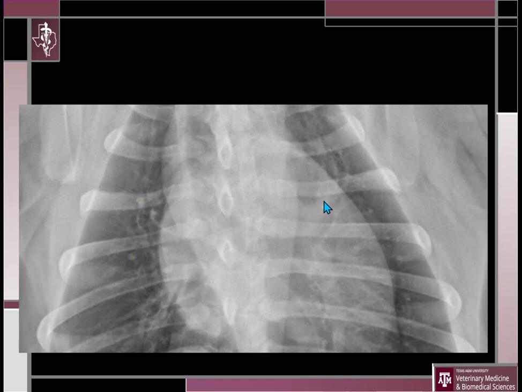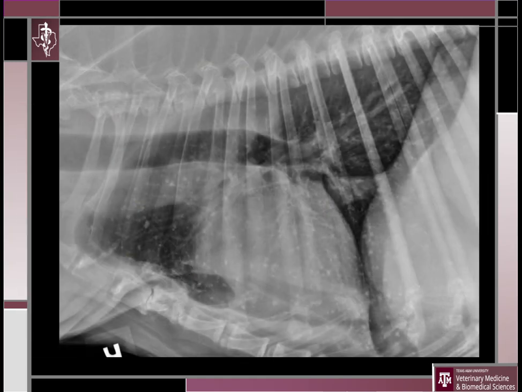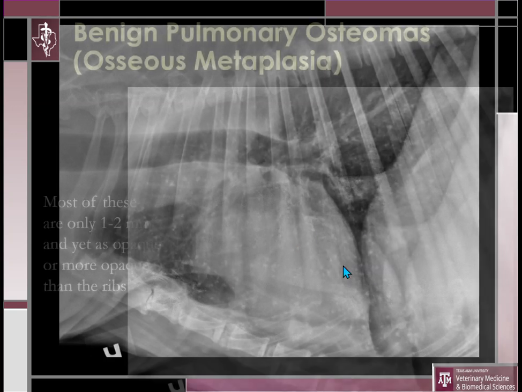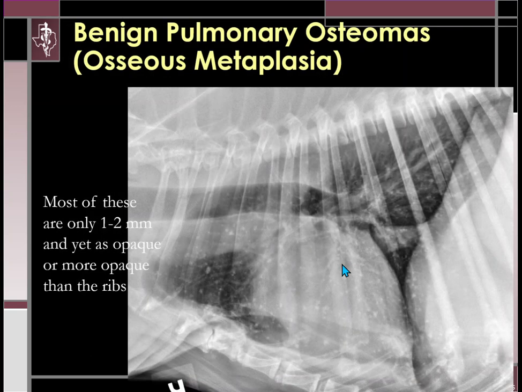Same thing here. Here's a vessel, and this is smaller than that vessel. It's branching off and coming directly at us. So all of those are examples of just end-on vessels. These nodular foci throughout the lungs are all mineral opaque. And so these mineral opaque structures are osseous metaplasia. They're only 1 to 2 millimeters, and they're really opaque, so they're easy to see. They're more mineral, bone opacity versus soft tissue opacity. These are benign. They're very common in older dogs, geriatric dogs, and they are not clinically significant.